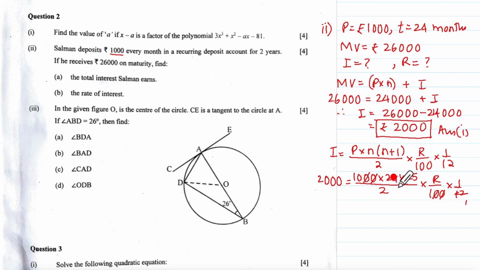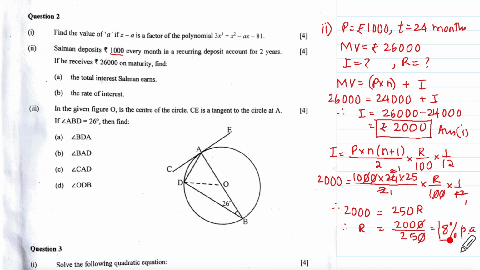Let us see how easy our calculations are. So 12 ones and 12 twos, 2 ones and 2 ones here, so that will give us 2000 is equal to 25 into 10, that is 250 R, and therefore we will have R equal to 2000 upon 250, and so the zeros get cancelled, 25 eights, so that will be 8% per annum, and that is going to be our second answer, and that will easily give us our 4 marks.